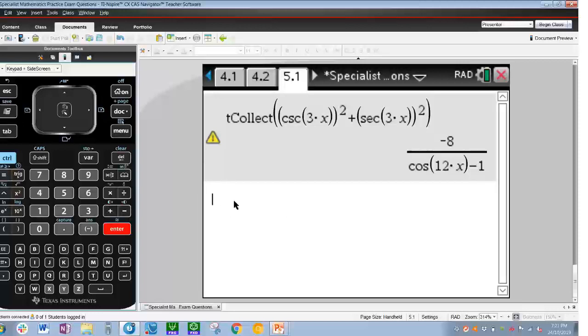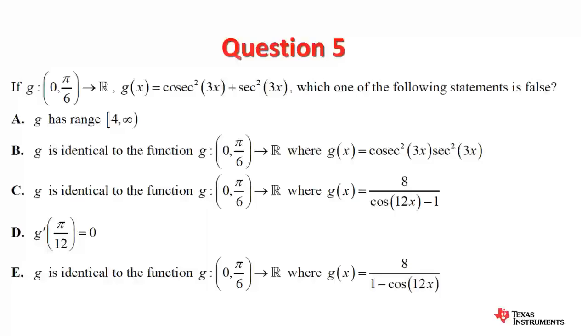Now, if we look at the options that we have, there is an option that is exactly equal to this one, and that option is option E. So option E is 8 over 1 minus cos 12x. On our calculator, we had negative 8 over cos 12x minus 1. Now, clearly, this means that the alternative option, which looks really similar, g is identical to the function where g of x equals 8 over cos 12x minus 1, that is the false statement.